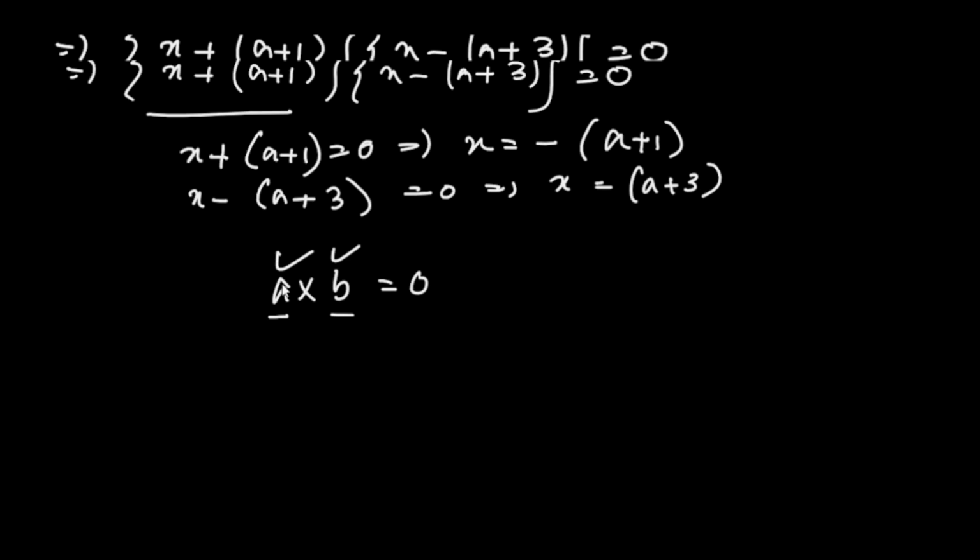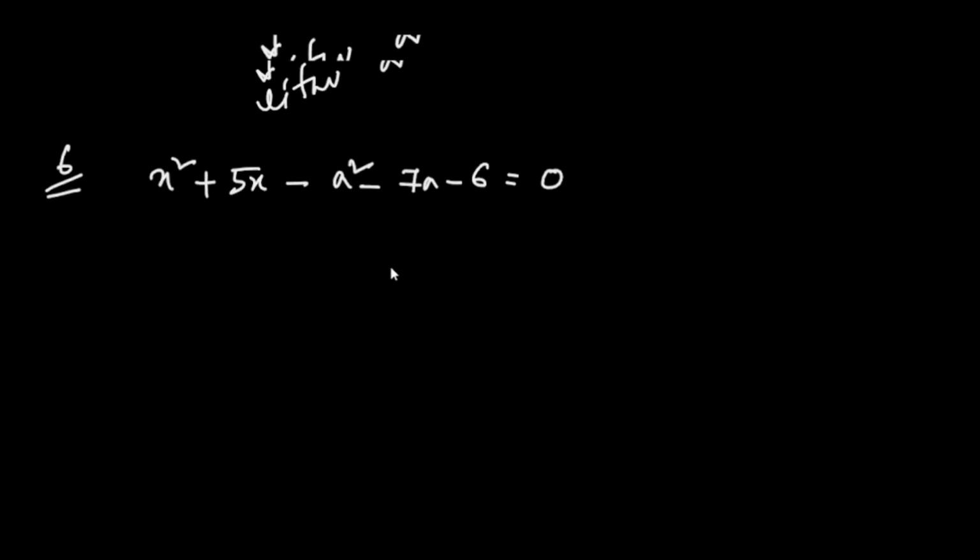Now the next sum. The sixth one is x squared + 5x − a squared − 7a − 6 = 0. Now here what happens is just like the previous one, but in case of the previous one the last three terms were already in the factorized form. Here it is not in the factorized form, so we have to factorize it.